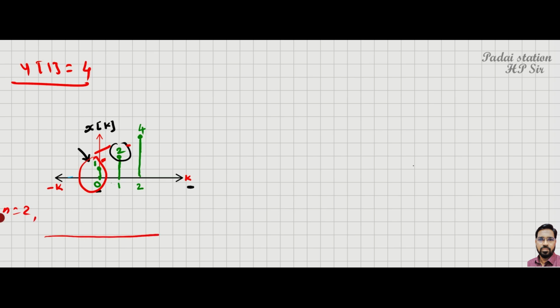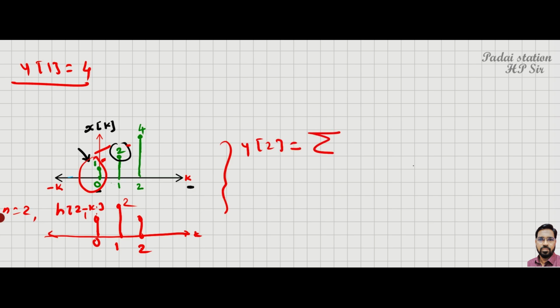So it is 0. At 0 it will come 1, and it is 2, and it is 1. Now in this case it is overlapping for all values. So इसका label है h of 2 minus k. Okay. So output in this case y of 2 is equal to sum over 0 to 2 x of k h of 2 minus k.